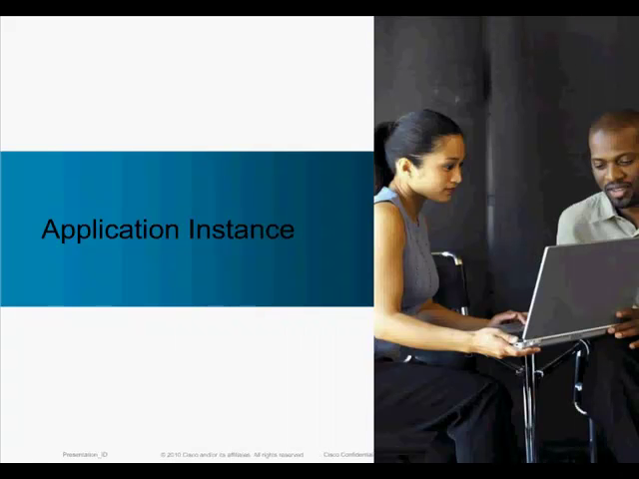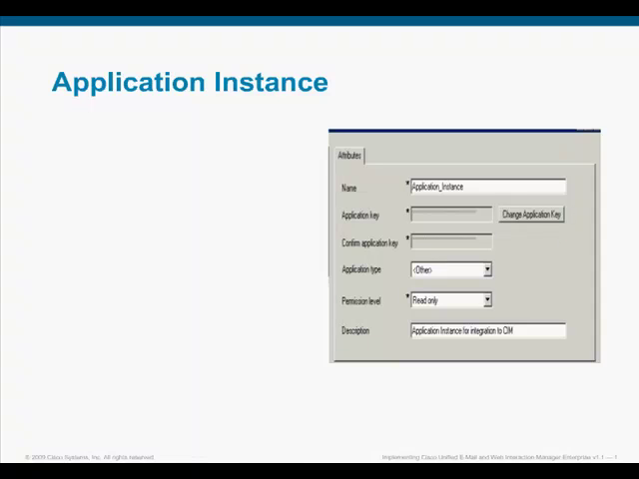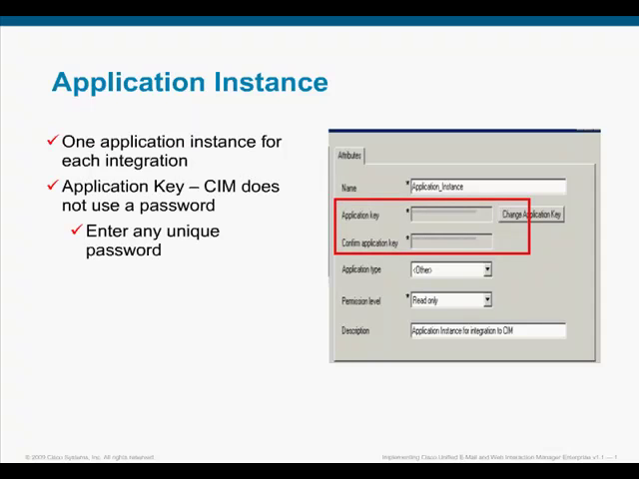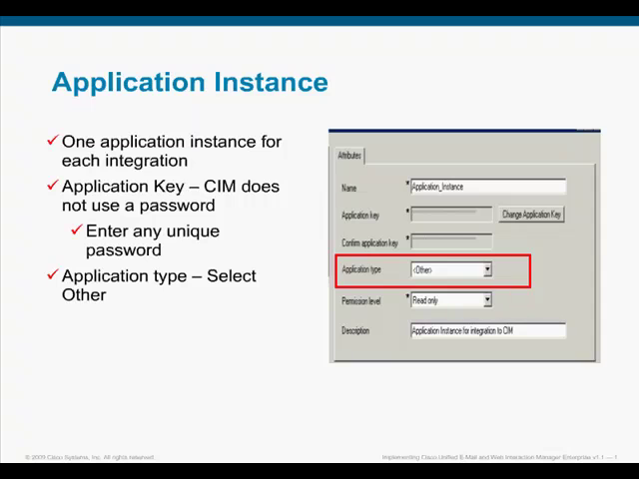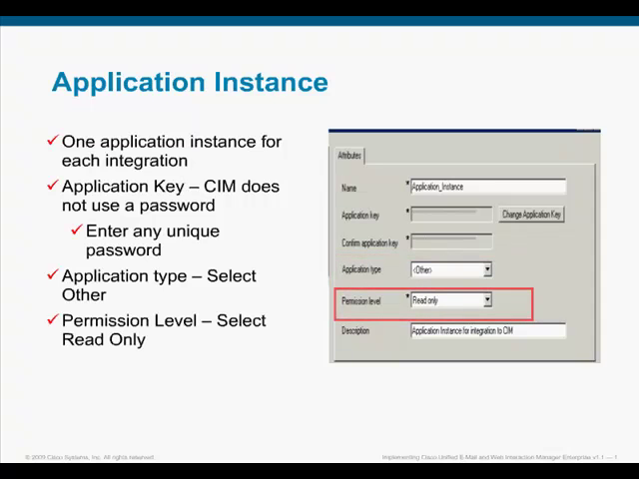An application instance represents a single software application that has been integrated with the ICM software. You set up an application instance through the ICM Configuration Manager. You will configure one application instance for each integration. First, we must establish an application ID and an application key password that identifies this integration. Note, CIM doesn't actually use an application key password, so enter any unique 4-digit value here. The application type should be set to Other. The permission level should be set to Read Only.